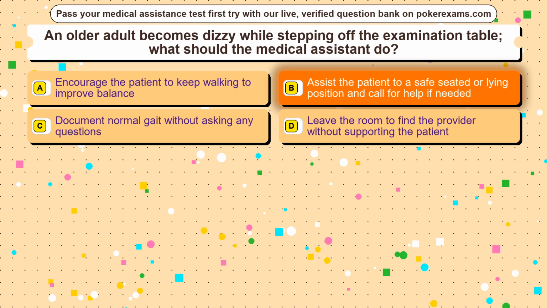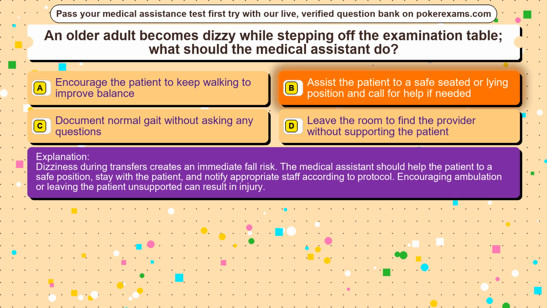The correct answer is option B, assist the patient to a safe seated or lying position and call for help if needed. Dizziness during transfers creates an immediate fall risk. The medical assistant should help the patient to a safe position, stay with the patient, and notify appropriate staff according to protocol. Encouraging ambulation or leaving the patient unsupported can result in injury.